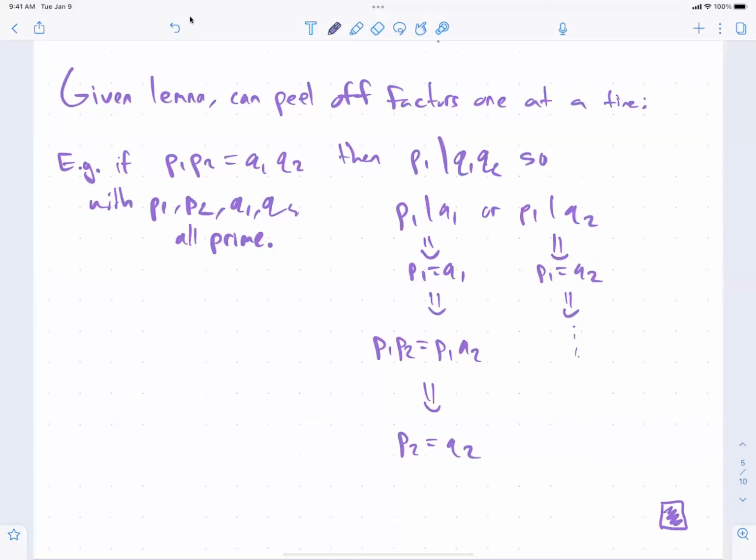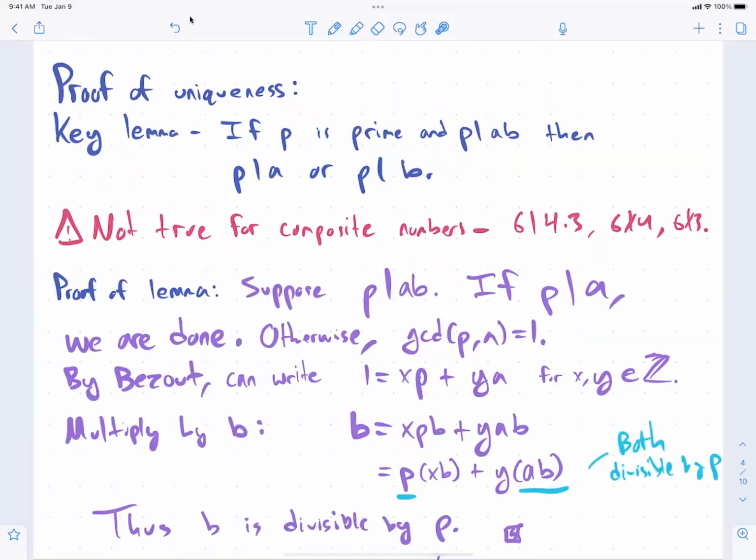So that's where I extract the fact that I write Q1 times Q2 as this product P1 times P2. That tells me that P1 must divide this. But now the lemma tells me that either P1 divides Q1 or P1 divides Q2. Since P1 is prime and divides that product, it has to divide one of the two factors.